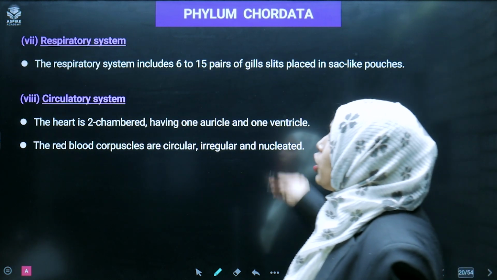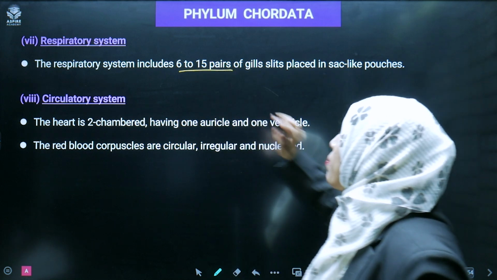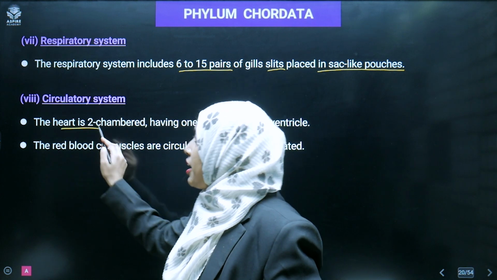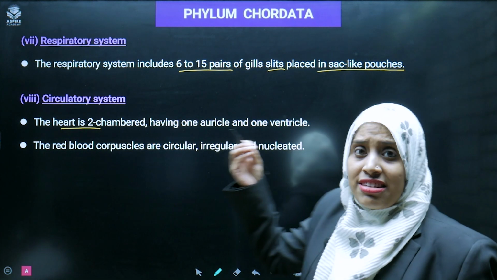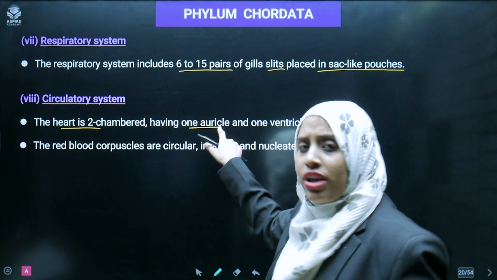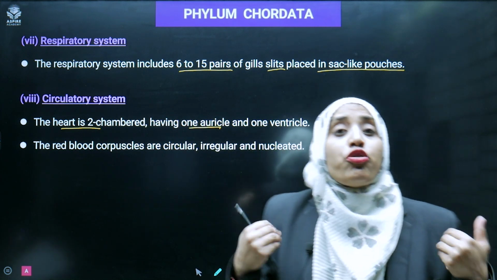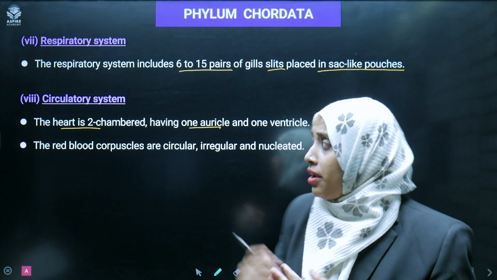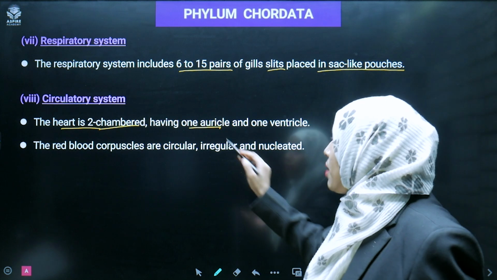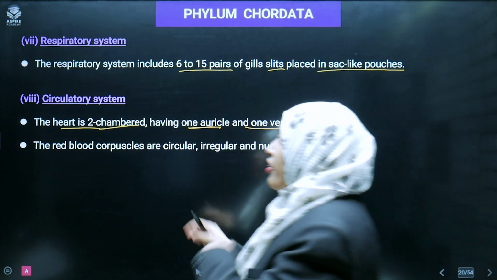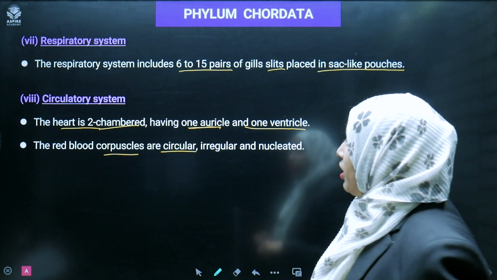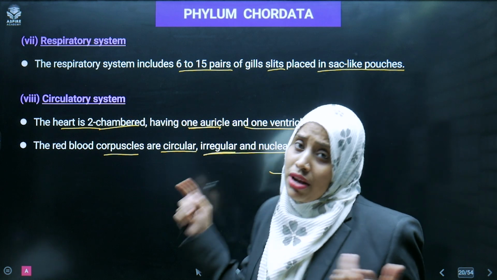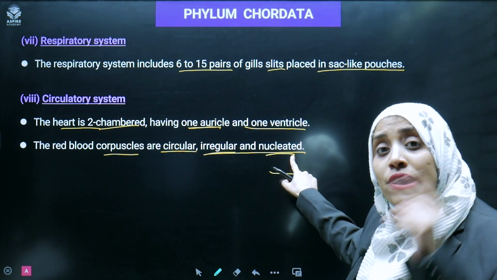Now, respiratory system includes how much? Near about 6 to 15 pairs of gill slits placed in sac-like pouches. How is the circulatory system? The heart is a two chambered heart. Cyclostomata has two chambers, having one auricle and one ventricle. Like we are having a four chambered heart, two auricles, two ventricles. But since these are lower forms, lower even among vertebrates, they have just a two chambered heart, one auricle and one ventricle. And the red blood corpuscles are present. The red blood cells are circular, irregular in shape, and they are also nucleated.